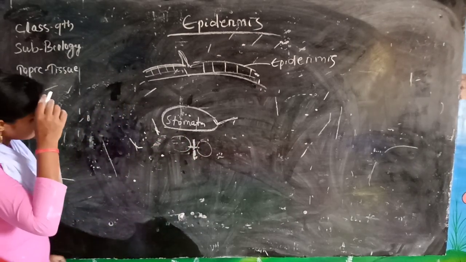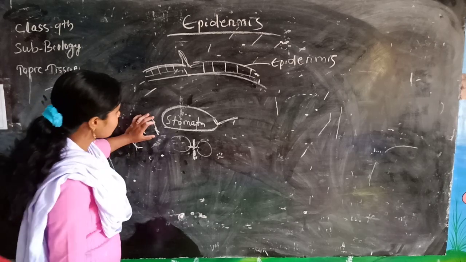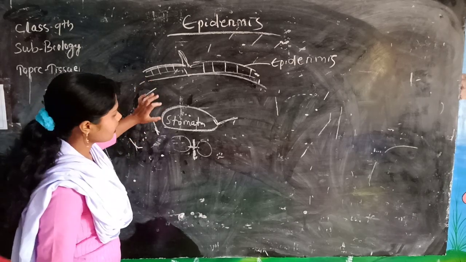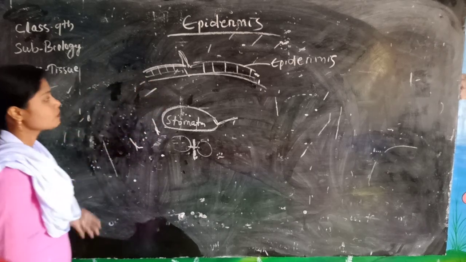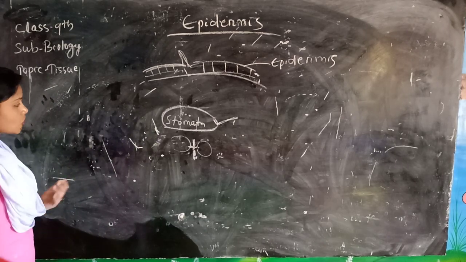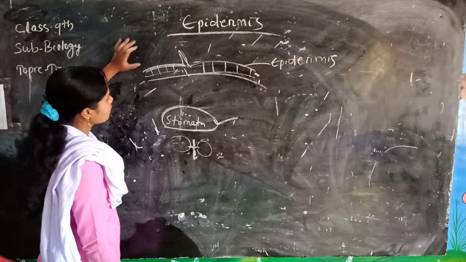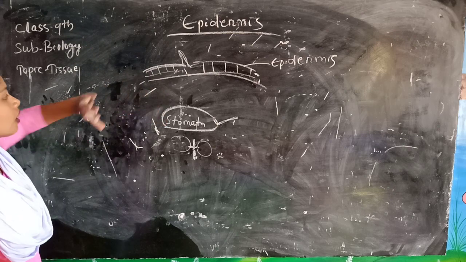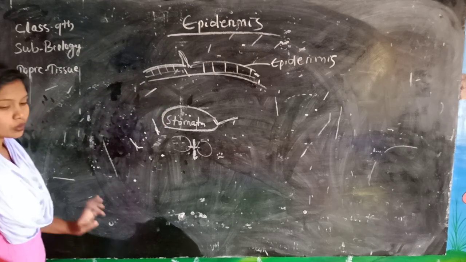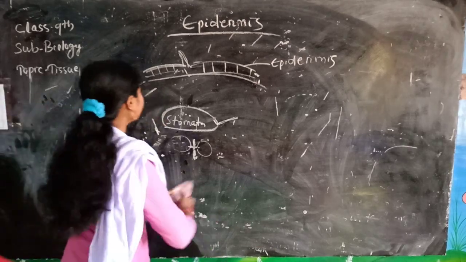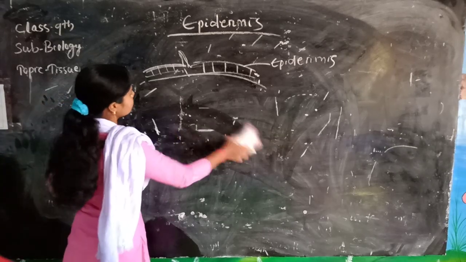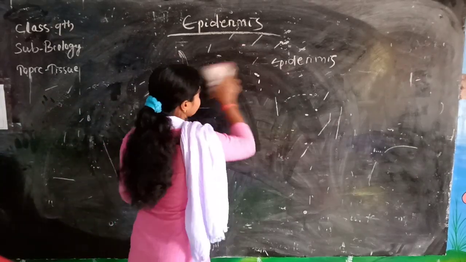Then the root also contains some epidermis cells, and that helps in the absorption of water from the soil. So this is all about the plant tissue. Next we will discuss the animal tissue.